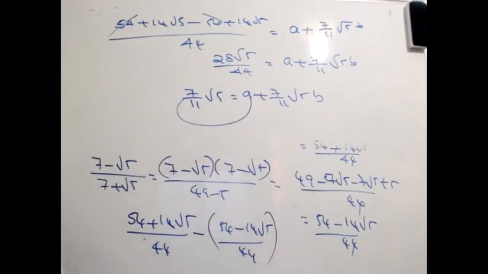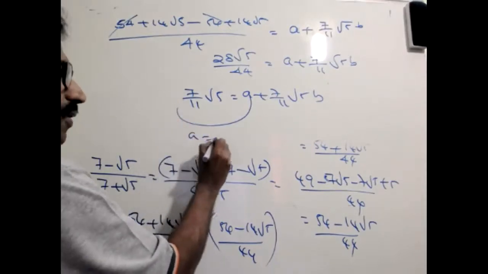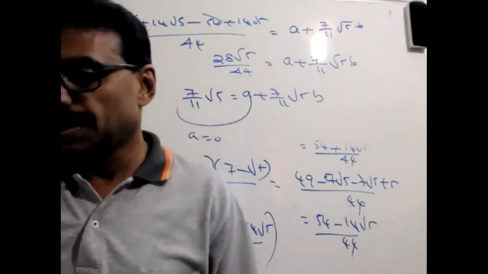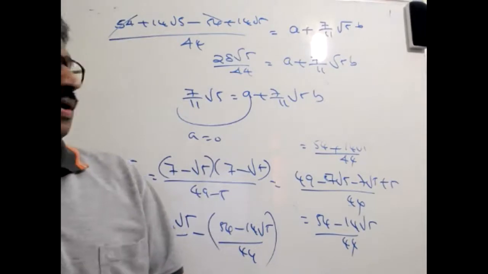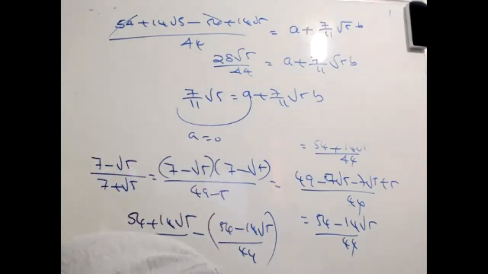A here nothing. A is 0. B equal to 1. Okay.